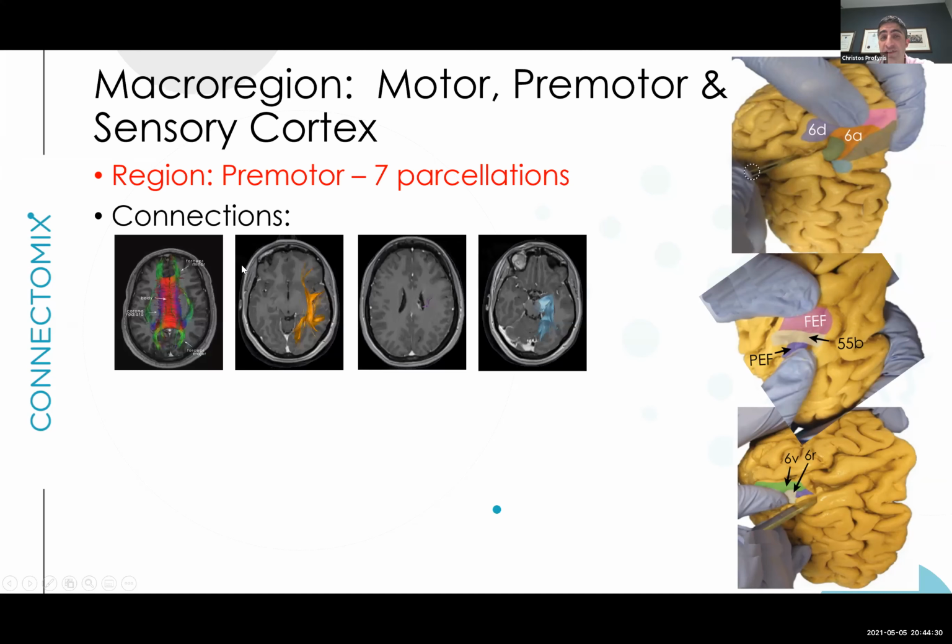It's got lots of different connections. So these parcellations are connected by the corpus callosum body. They're connected by the SLF, which we've talked about, FAT, and the corticospinal tract.